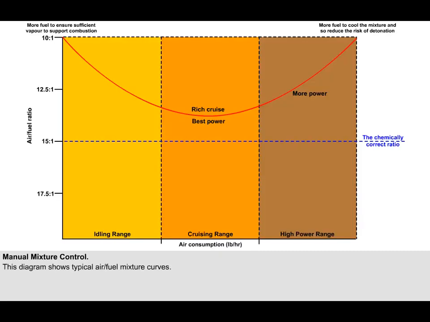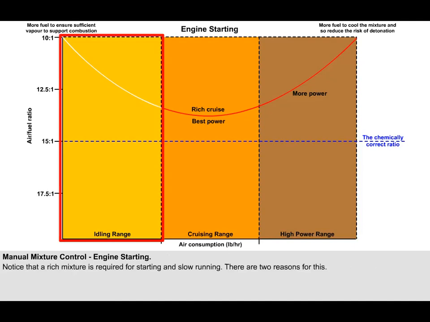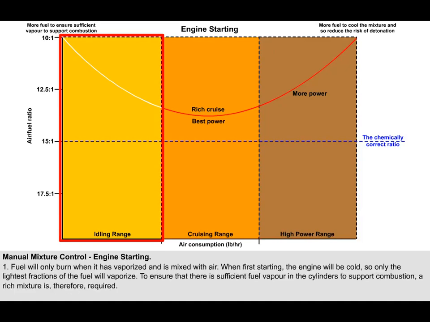The mixture requirement is ultimately dependent upon engine speed and power output. This diagram shows typical air-fuel mixture curves. Note that a rich mixture is required for starting and slow running. There are two reasons for this. The first reason concerns the fact that fuel will only burn when it's vaporized and is mixed with air. When first starting, the engine will be cold, and there is little heat to assist the vaporizing process. Therefore, only the lightest fractions of the fuel will vaporize. To make sure that there is sufficient fuel vapor in the cylinders to support combustion, a rich mixture is therefore required.